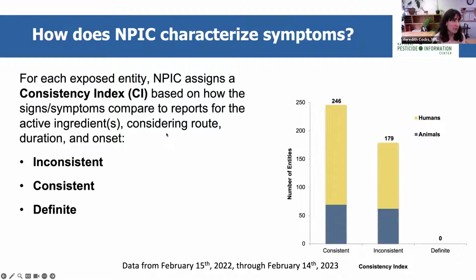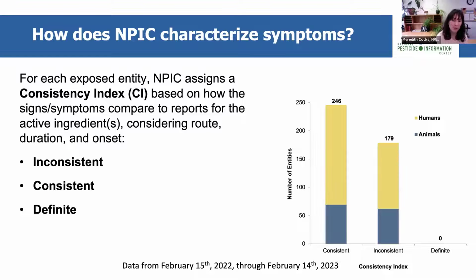So furthermore, NPIC characterizes reported symptoms with something called a consistency index, or a CI. And this is an estimate by NPIC as to whether the signs a caller reports are consistent with what you could find in the literature for that active ingredient or active ingredients. So we go to the literature and look for symptoms, and if we find reports of a similar symptom in the published literature with reasonably similar onset and duration, then we will mark it as a consistent symptom. However, if we don't find reports in the literature, then we will mark it as inconsistent.